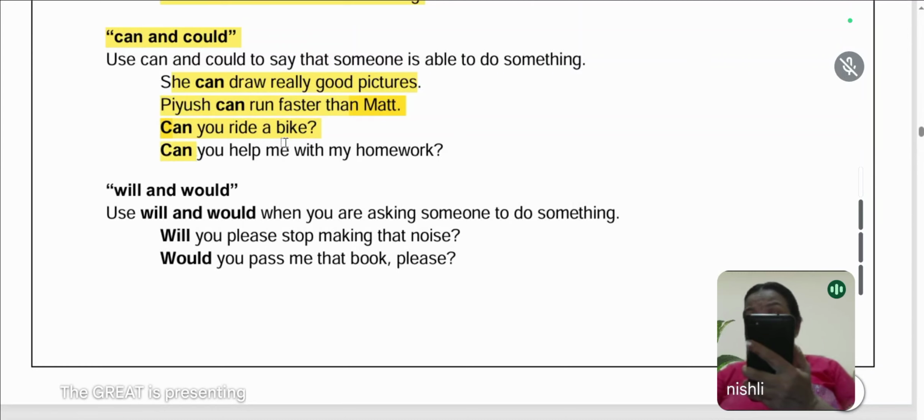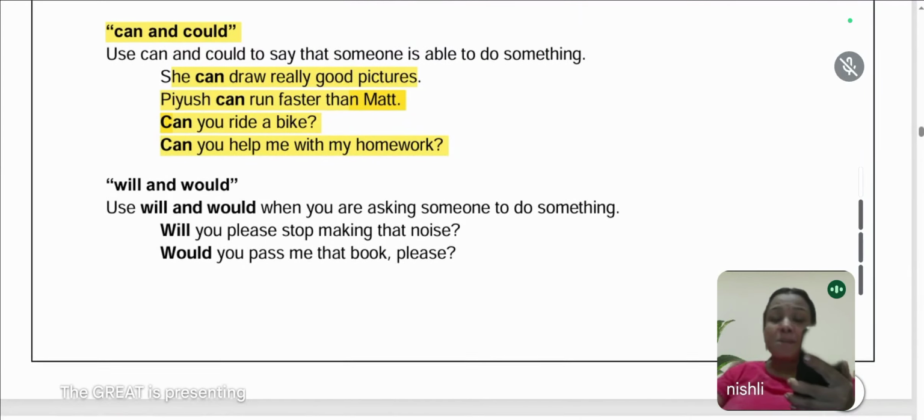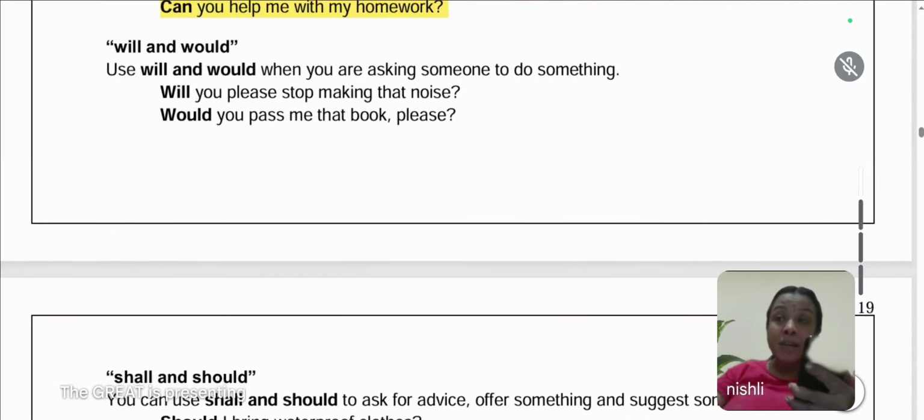Can you help me with my homework? So you're asking somebody, can you help me with your homework? You are requesting somebody. So that too, can is used. Can you let me in? So you're asking permission. Can you help me with my homework? So you're asking permission. Can you help me?